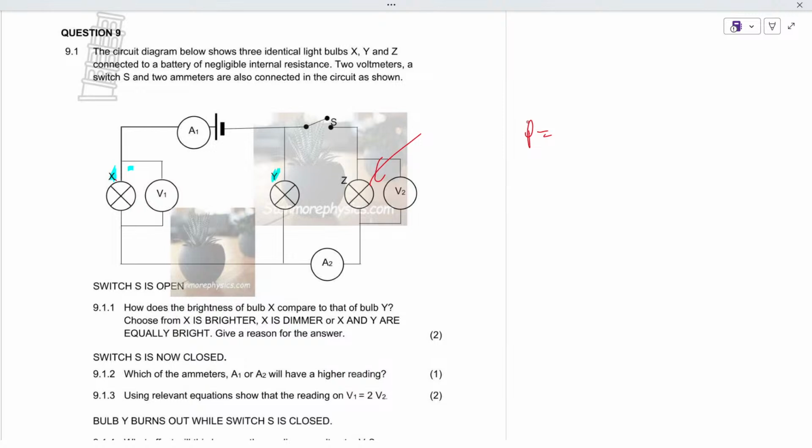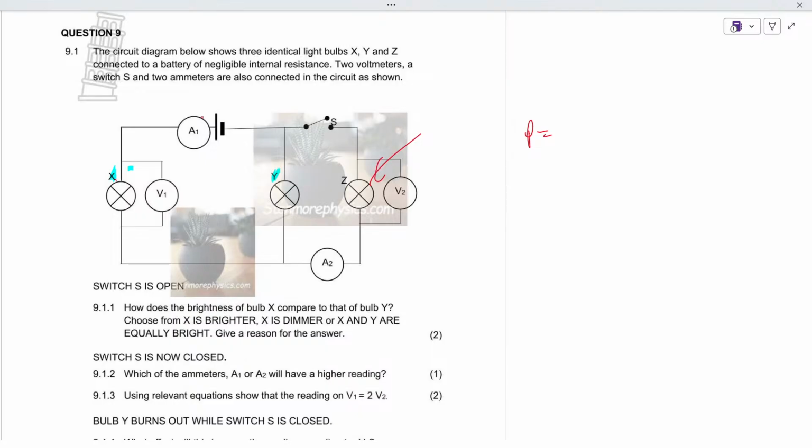And then it says that switch S is now closed. Which of the ammeters, A1 or A2, will have a higher reading? So switch S is closed, which one will have a higher reading? I think A2. Why do you say that? Wait, let me check where A1 is. Oh yeah, A1, I didn't see A1. I thought it was V2. A1 will have the highest reading.